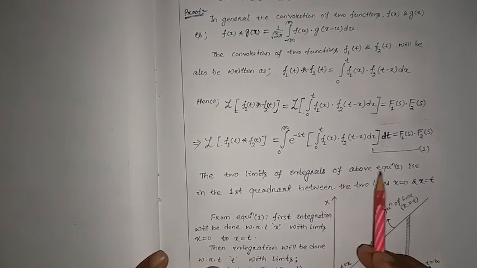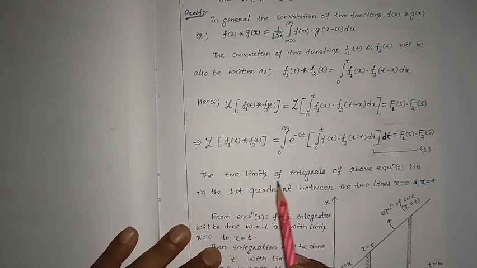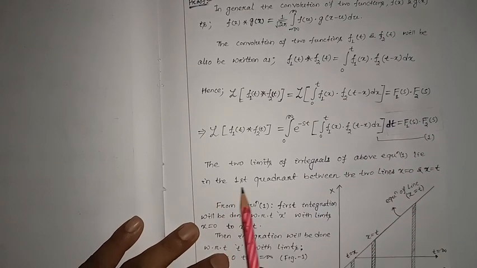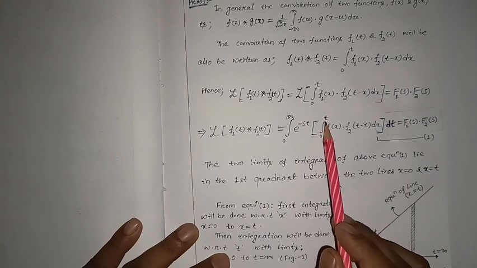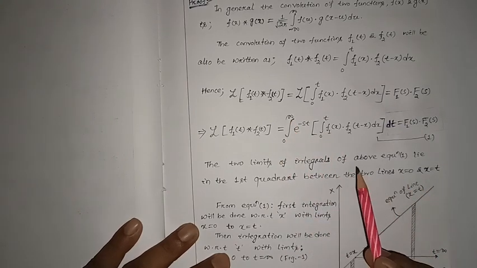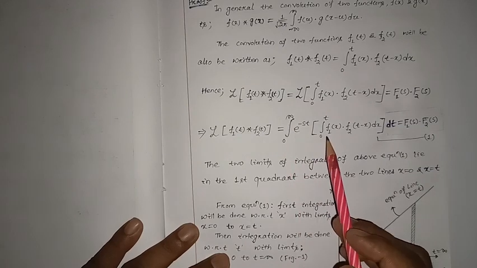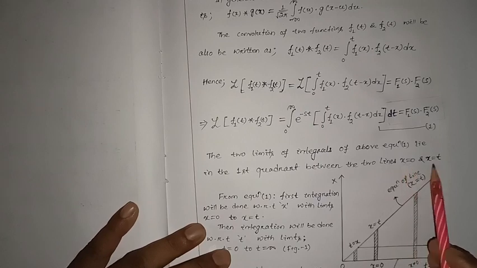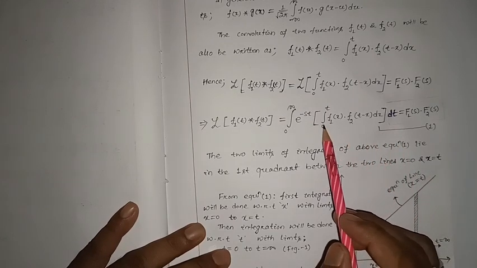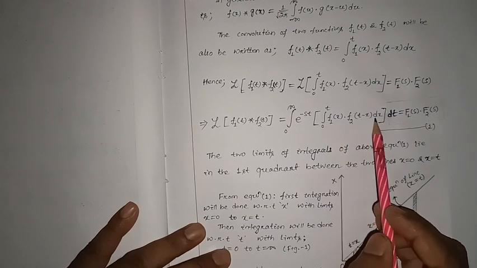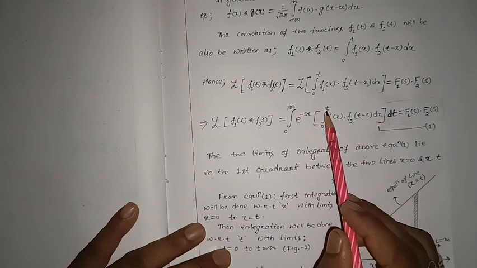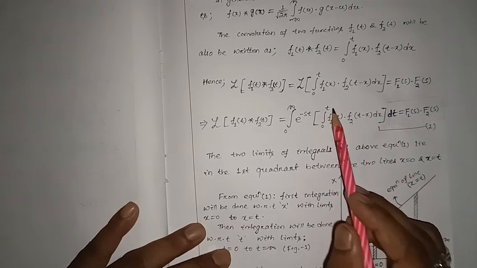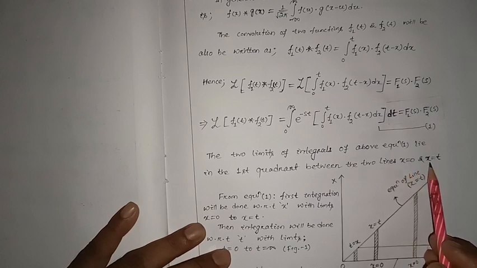So from equation number 1, the two limits of integration of the above equation lie in the first quadrant. Here 0 to t are all positive, and 0 to infinity are also positive. That means all the limiting values are in the first quadrant between the two lines x equal to 0 and x equal to t. Here the integration is with respect to x, which varies from 0 to t, right?